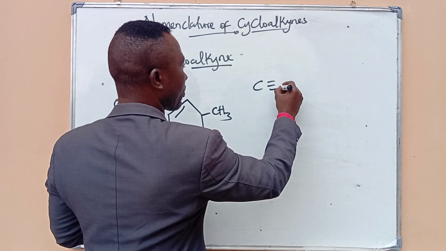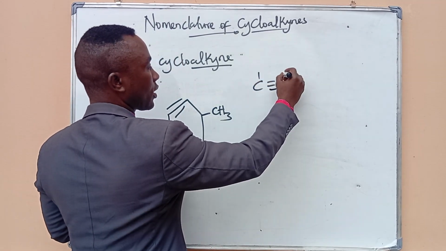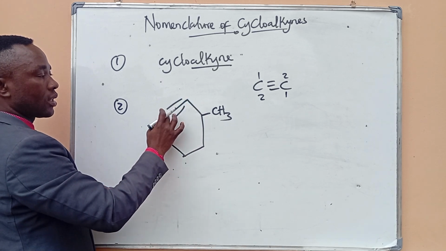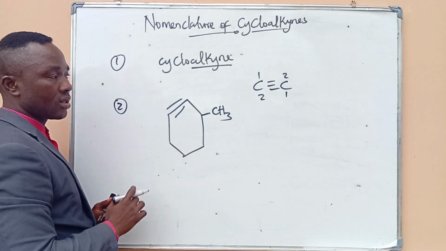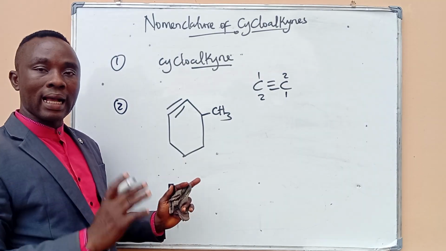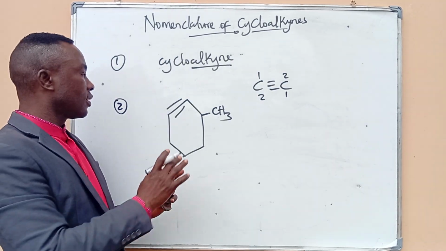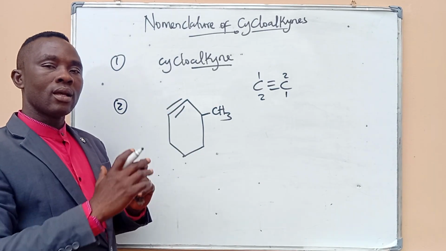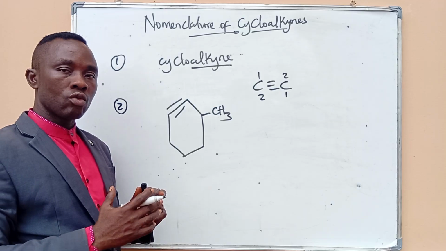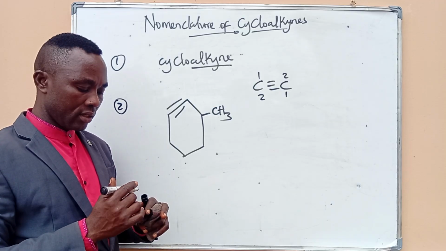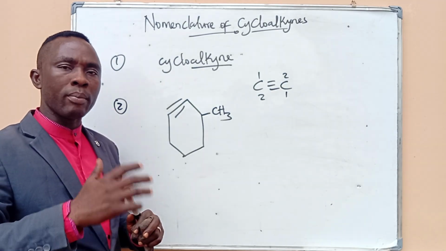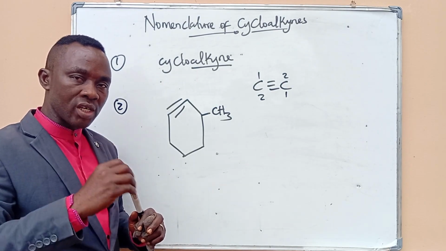So if this is the triple bond here, either this one is number 1 and here is 2, or here is 1 and here is 2. As you see, here can either be 1 and here is 2. That is the first rule in numbering the cycloalkynes. You number in such a way that the triple bond takes 1 and 2 position. But the one that you choose to be 1 or 2 also depends on the substituent. You give the substituent the least number possible while considering the triple bond.